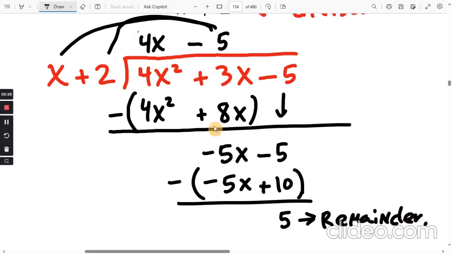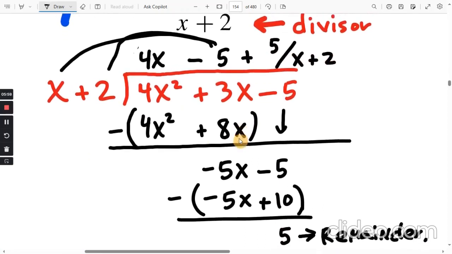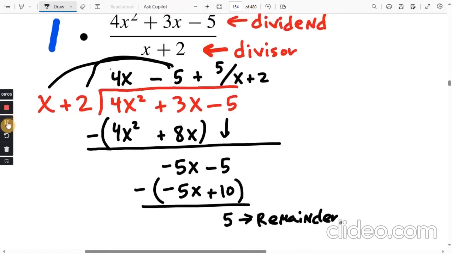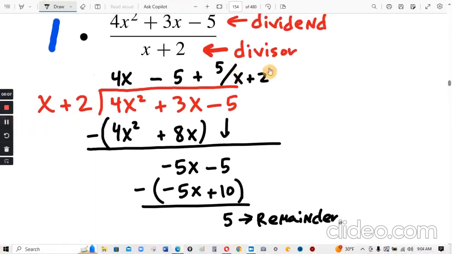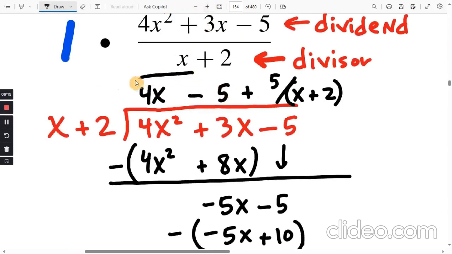If you want to write the answer properly, that 5 goes over the divisor. We have a positive 5, so it's going to be plus 5 over x plus 2. So that right there is your final answer. That 5 is divided by x plus 2. I just ran out of room there, so I couldn't write it vertically, but this right here is your answer.